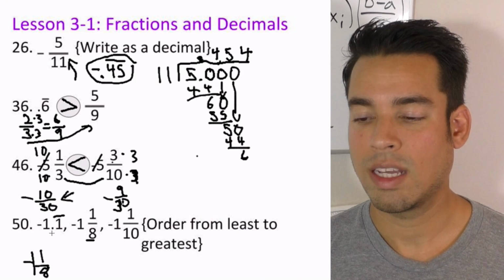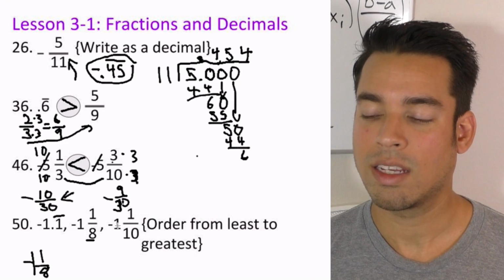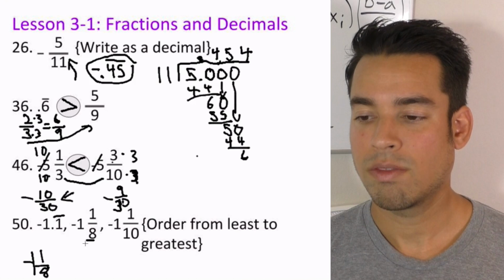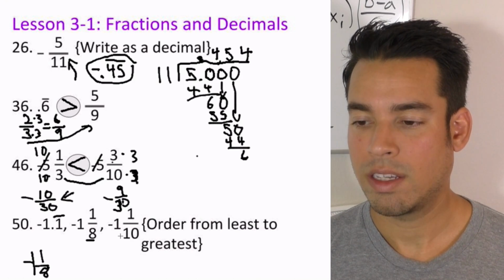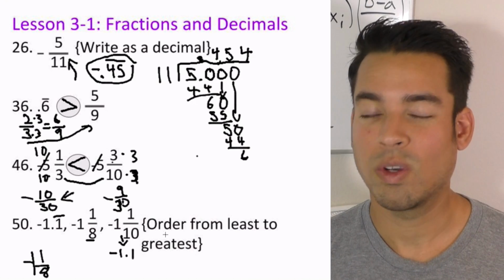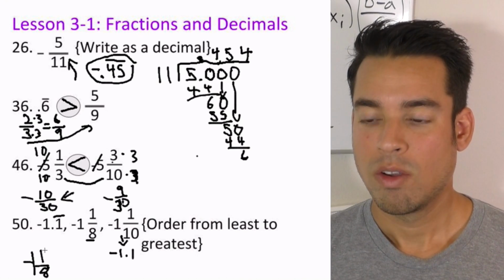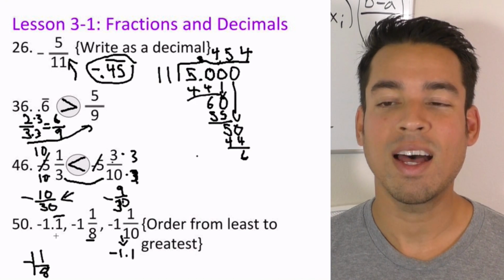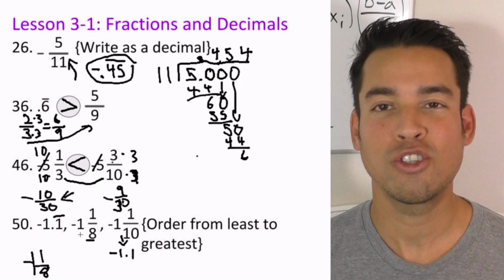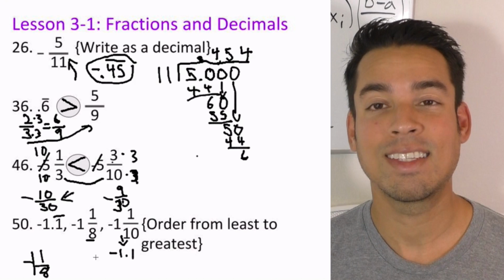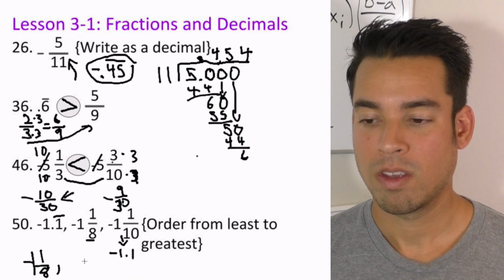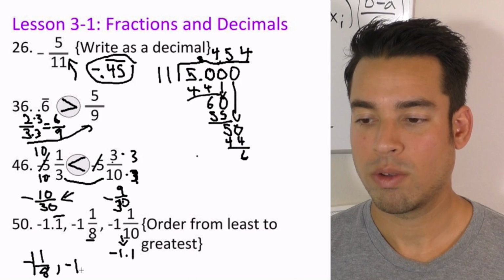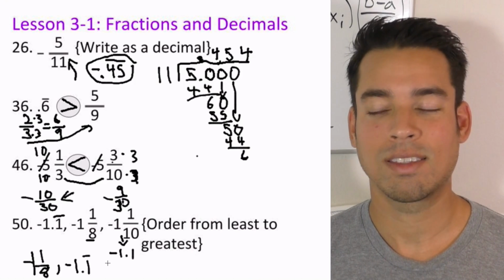Then what's next between -1.1 repeating and -1 1/10? Well, since I've already told you that this right here is the same as -1.1, 1/10 is just 0.1. We know that since this is a repeating one, the absolute value would be a larger number as a positive. Therefore, since it's negative, it's got to be smaller. So we go -1.1 repeating next.